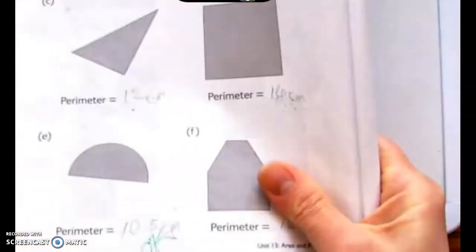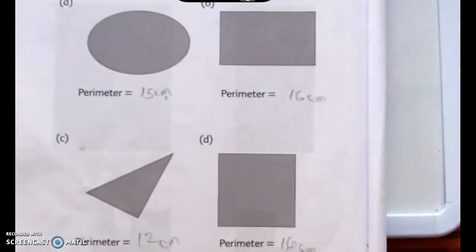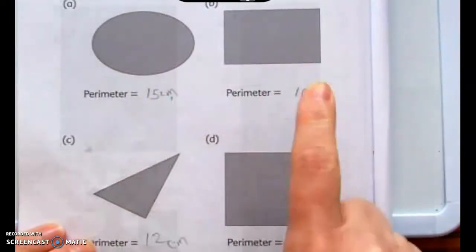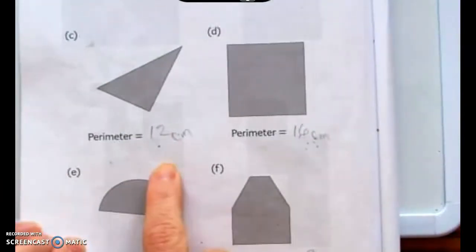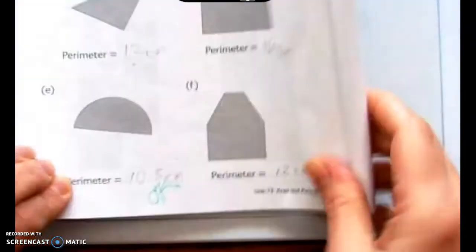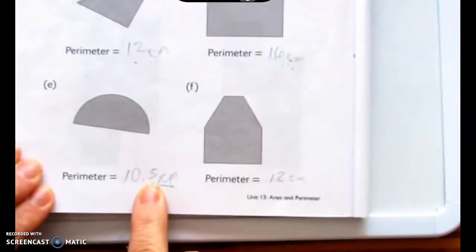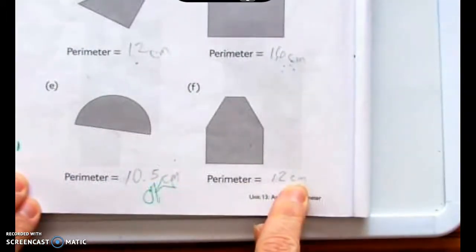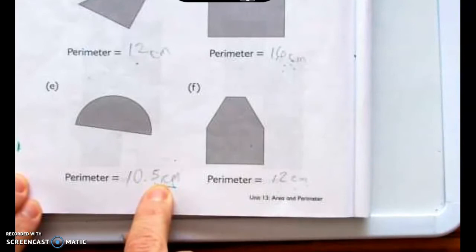Red pens should be in hand now. No pencils. Let's check our work. Whoops, I have it too high. So you should have 15, 16, 12, 16, 10.5 centimeters, and 12. If you have either 10 or 11, I'll let either one go.